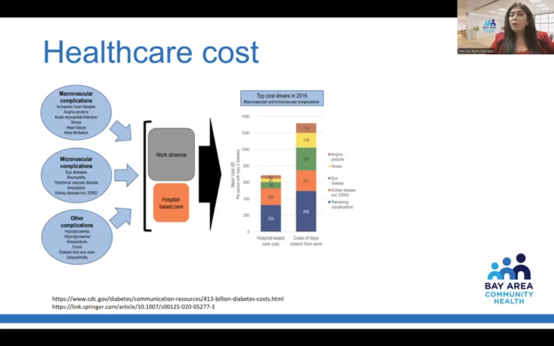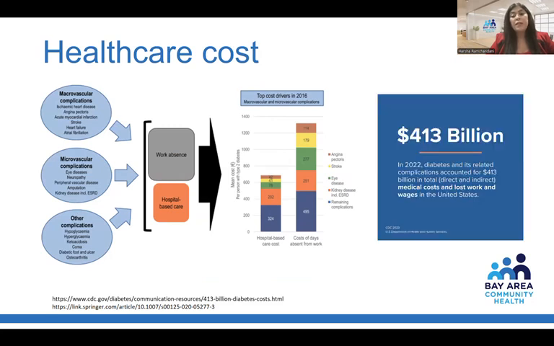The main thing that I want to emphasize is the healthcare cost. Because of these complications, if they're not taken care of, it leads to hospitalizations, other comorbid conditions, and of course, morbidity and mortality. As per the CDC, back in 2022, diabetes and its complications accounted for more than $400 billion in the United States. So it's a lot. And so the question is, how can we combine AI to help reduce the healthcare cost and, of course, help improve patient outcomes?